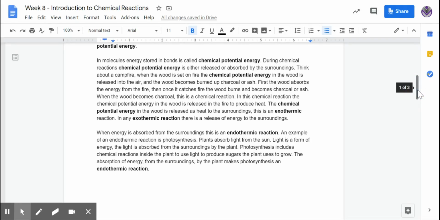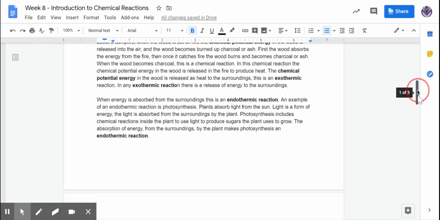So in chemical potential energy, let's say you start a campfire. There's chemical potential energy in the bonds of the wood. The wood is burned up in the fire and it becomes charcoal or ash. So that makes the chemical potential energy in the bonds of the wood release to the surroundings. That gives off that heat, right? So that's an example of an exothermic reaction. When energy is released to the surroundings, we call that an exothermic reaction.